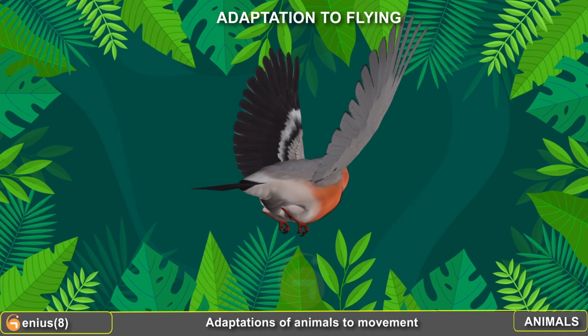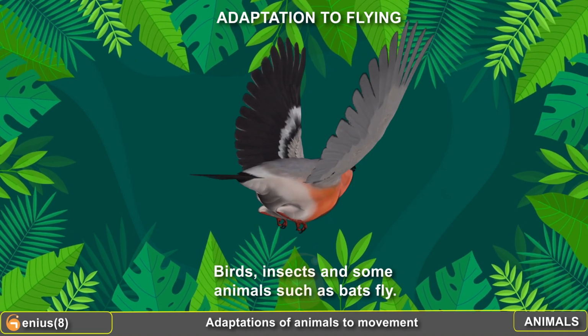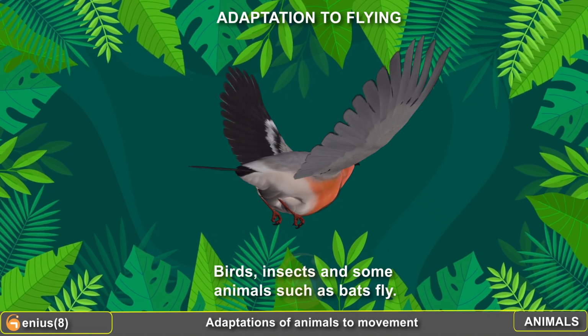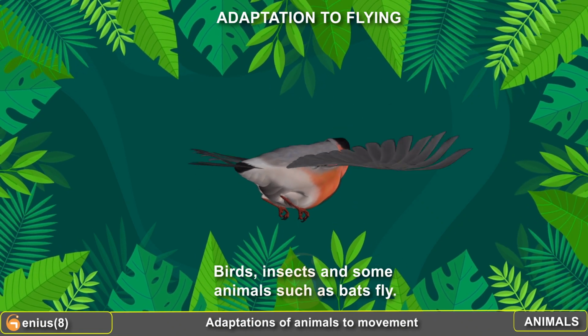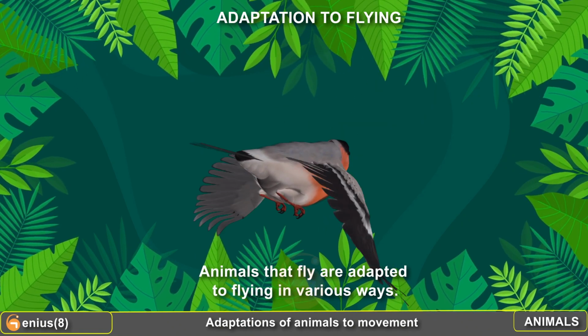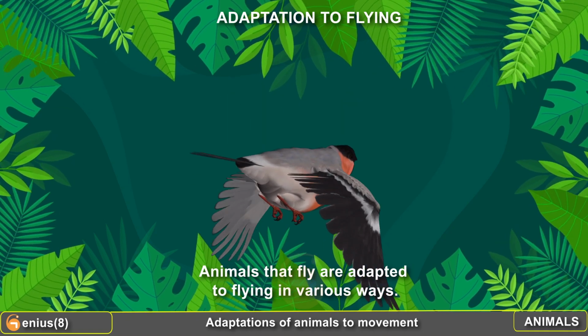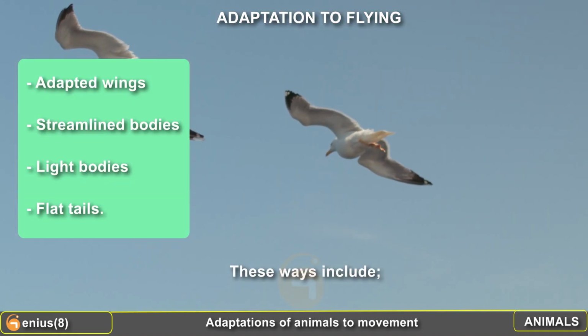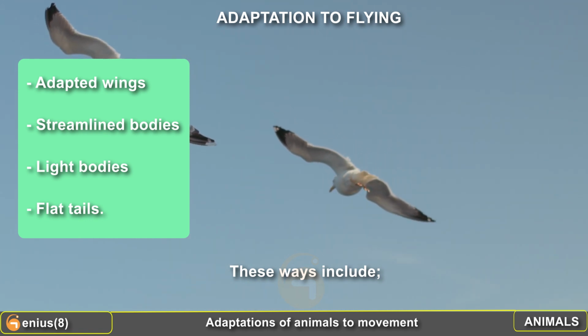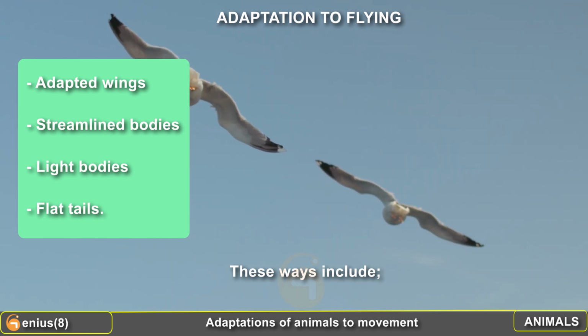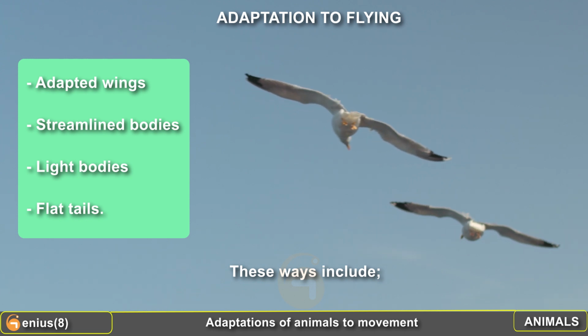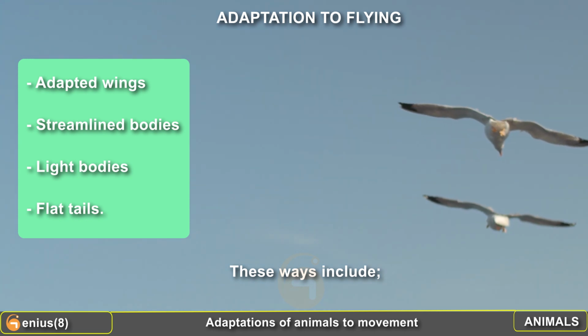Adaptation to flying. Birds, insects and some animals such as bats fly. Animals that fly are adapted to flying in various ways. These ways include adapted wings, streamlined bodies, light bodies, flat tails.